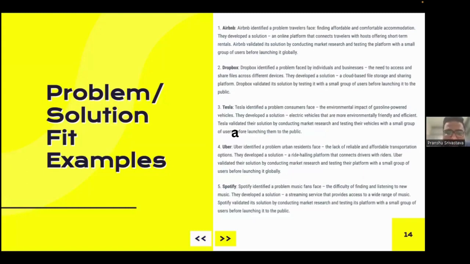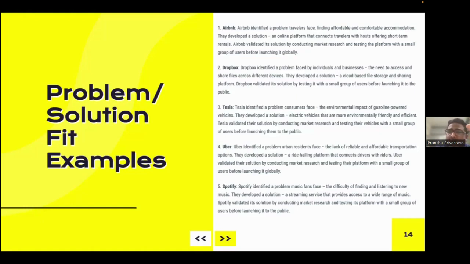I'll not take much time on this particular slide, because we have dived inside the actual problem statements and solutions. We have some classic problem-solution fit examples of big giants who worked on the problem statement first, and then derived the solution. Like Airbnb found a problem that finding affordable, comfortable accommodation is very difficult. That's the problem statement, right? And they developed a solution with an online platform which hosts short-term rentals, which was first of its own kind of solution.